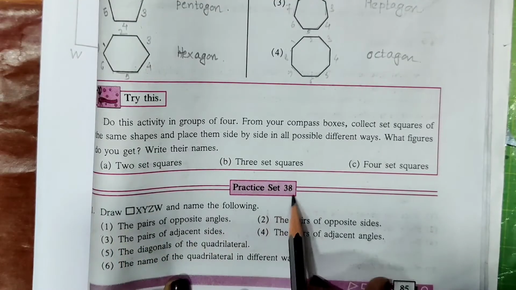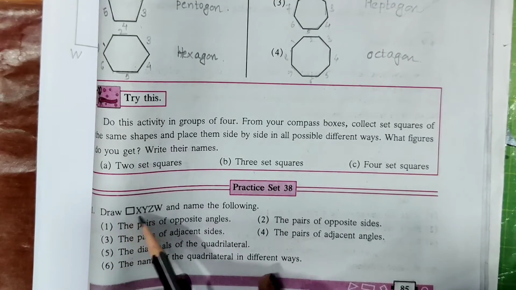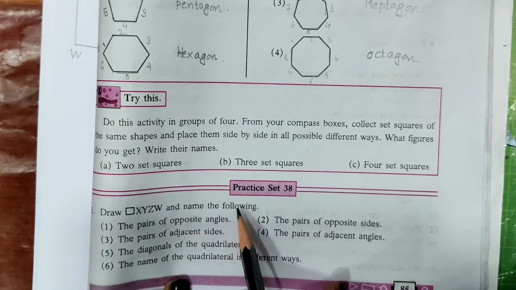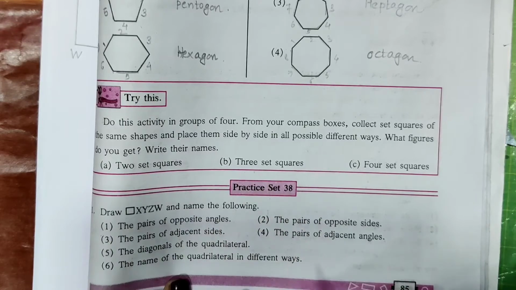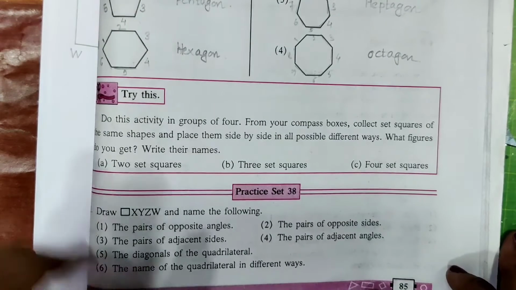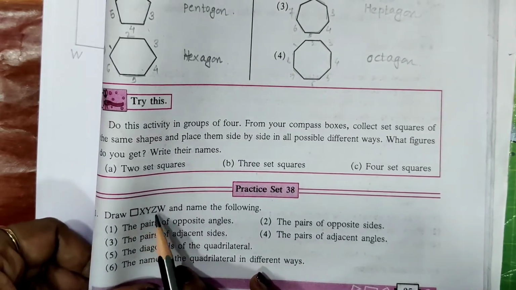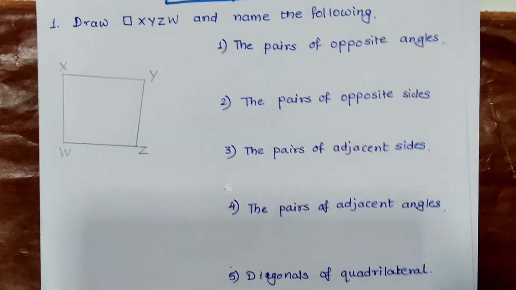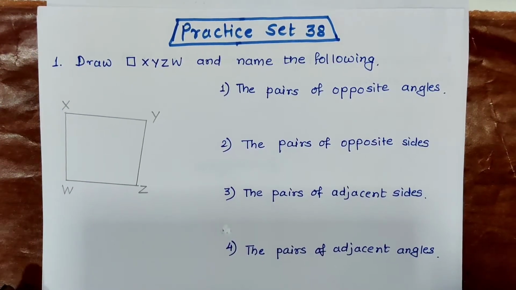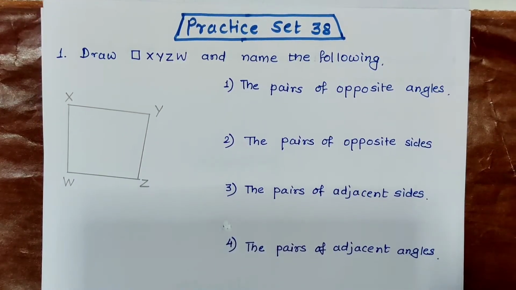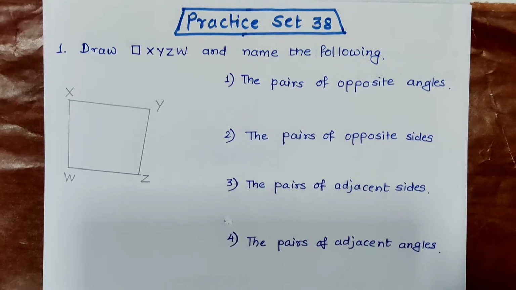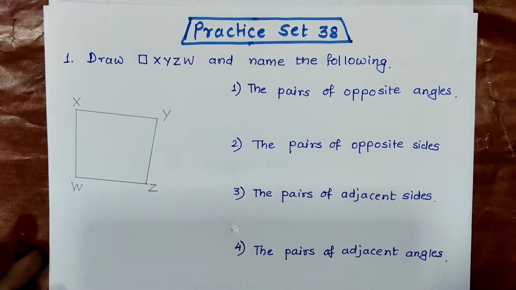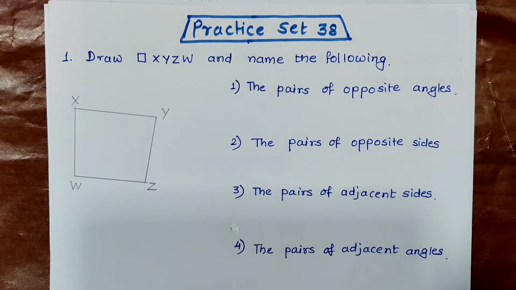So practice set 38, question number 1 is: draw quadrilateral XYZW and name the following. Let us solve this question in our notebook. I have drawn any quadrilateral XYZW and then we will be writing all these names. You can write the name serially in any order, that means clockwise or anti-clockwise. You can start writing the vertex from any one point and then write the name of this quadrilateral.